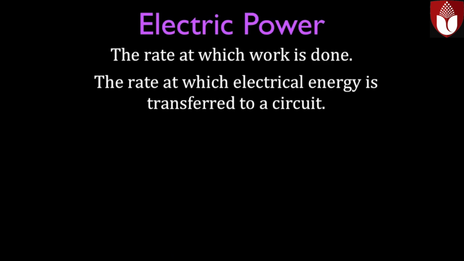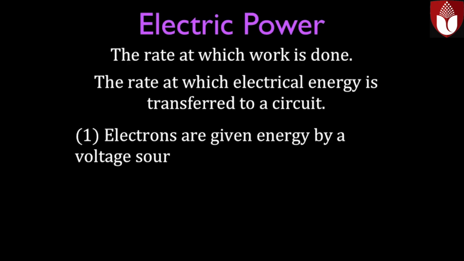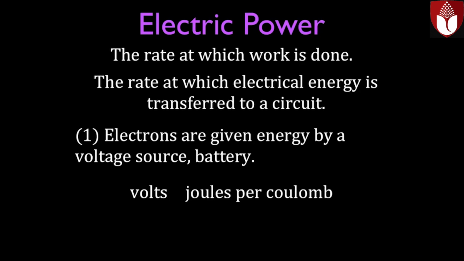For electric power, we like to give a little bit more specific definition. It's the rate at which electrical energy is transferred to a circuit or to an element in a circuit. Because in a circuit, you have electrons, and the electrons get their energy from a voltage source, typically a battery. We measure that energy in volts, which is joules per coulomb, which is electric potential energy. A volt is the amount of energy per coulomb of charge.